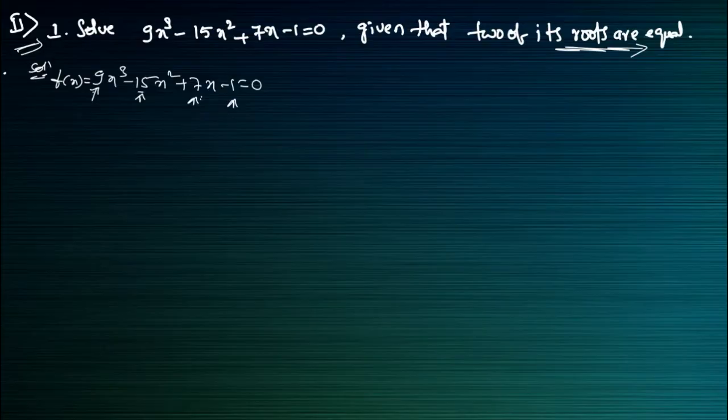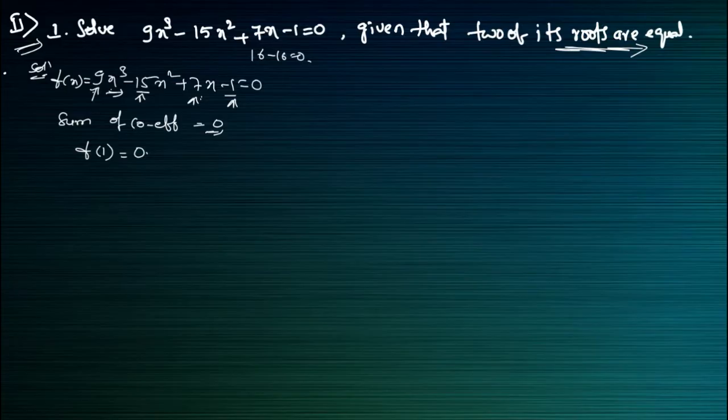16 minus 1 minus 15 minus 16. 16 minus 16 is equal to 0, no? So here the sum of coefficients is equal to 0. Therefore f of 1 will become 0. If we substitute 1 in the x place, we get f of 1 is equal to 0. So x minus 1 is one factor of this given equation.